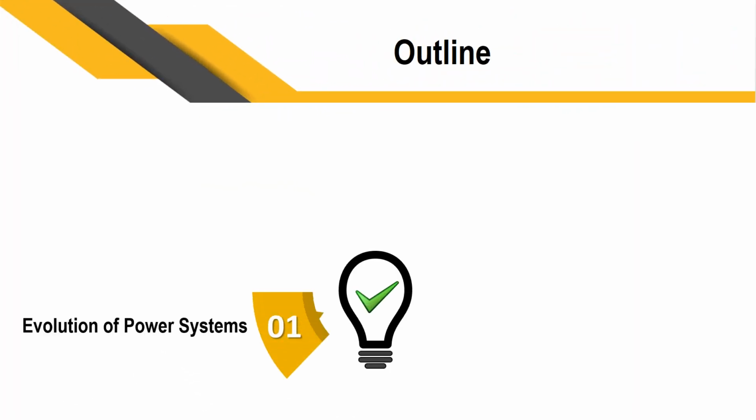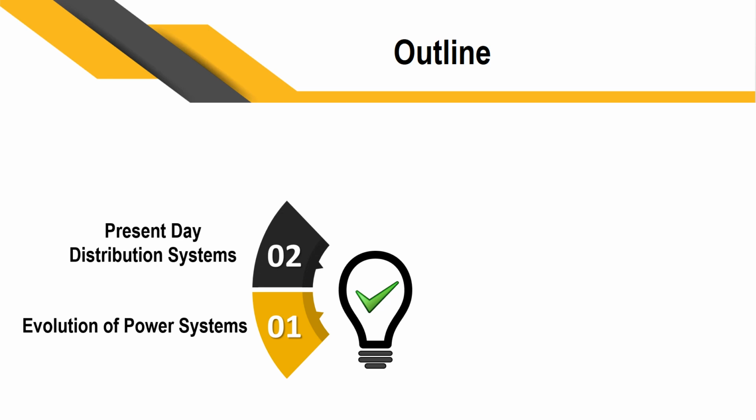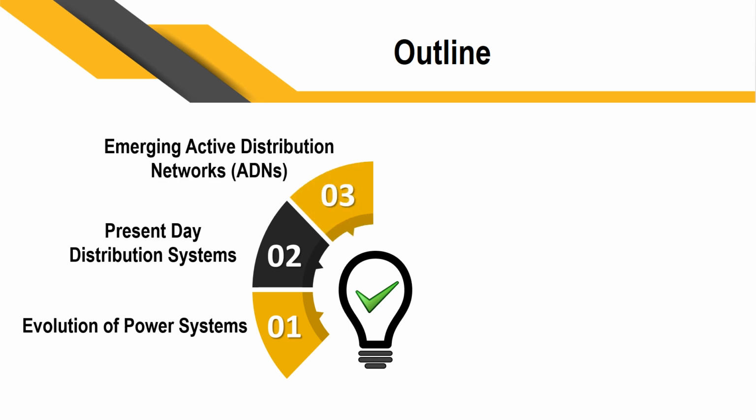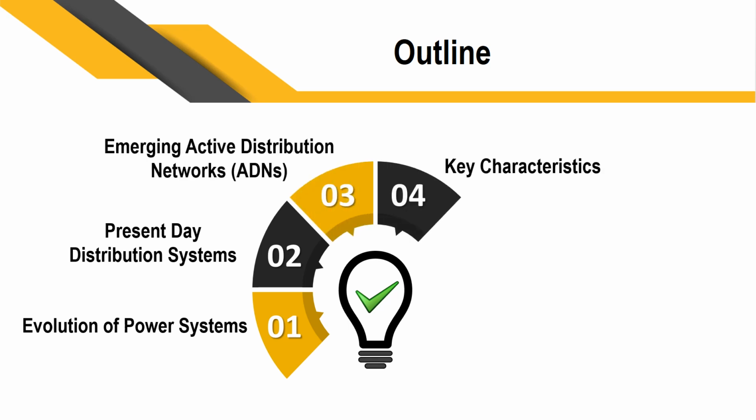So, in today's presentation, we will start our discussion from the evolution of power systems and then what present day distribution systems look like. Next, we will talk about the active distribution networks in detail, followed by the key characteristics of the distribution level signals in the present era. Then we will talk about the research challenges which are emerging because of these latest trends occurring in active distribution networks. And finally, we will talk about the need for big data analytics.